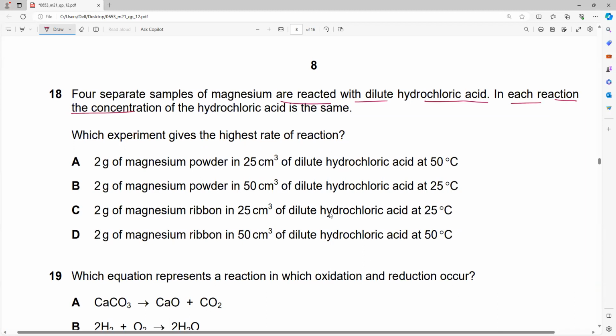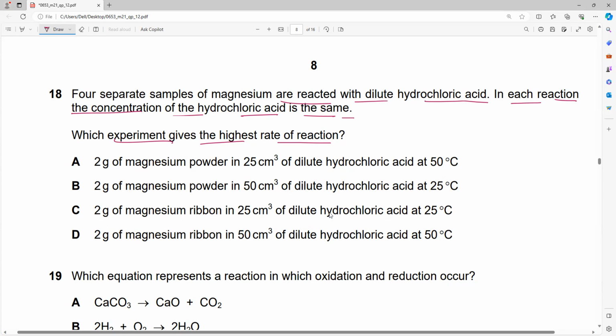Next, four samples of magnesium are reacted with dilute hydrochloric acid. In which reaction the concentration of the hydrochloric acid is the same? Which experiment gives the highest rate of reaction? Anybody? Highest rate of reaction. Yesterday I told you rate of reaction is directly proportional to temperature, first thing. So based upon that, I have taught you 2 points, there is no confusion for you. The first point is large lumps and powder form, which will react faster.